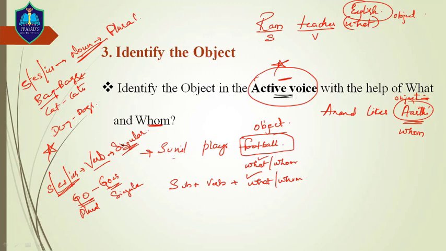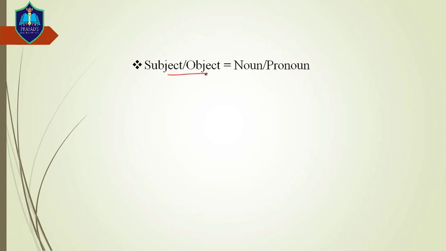Moving towards the next, identifying the object. The very first rule is, if it is in active voice, it is very easy. We will just check with what and whom. If we can replace the object with what or whom, then definitely that will be an object. And the next thing is, subject or object is equal to noun or pronoun. What is this? Subject or object is equal to noun or pronoun. I am taking one more example to check.